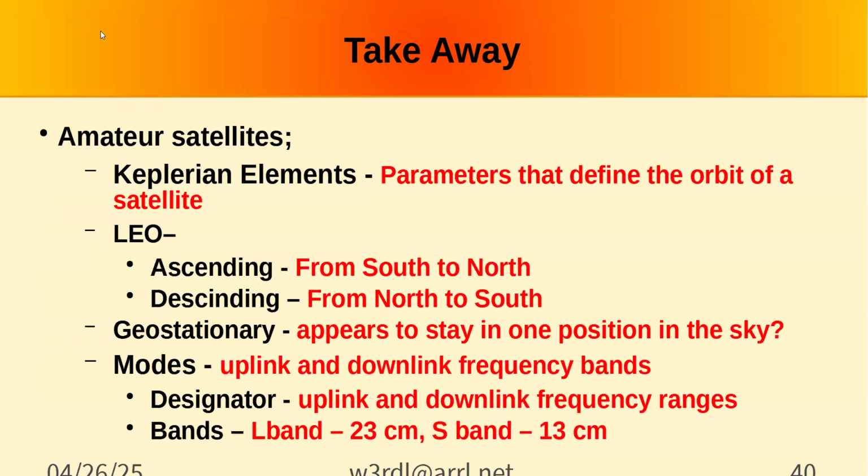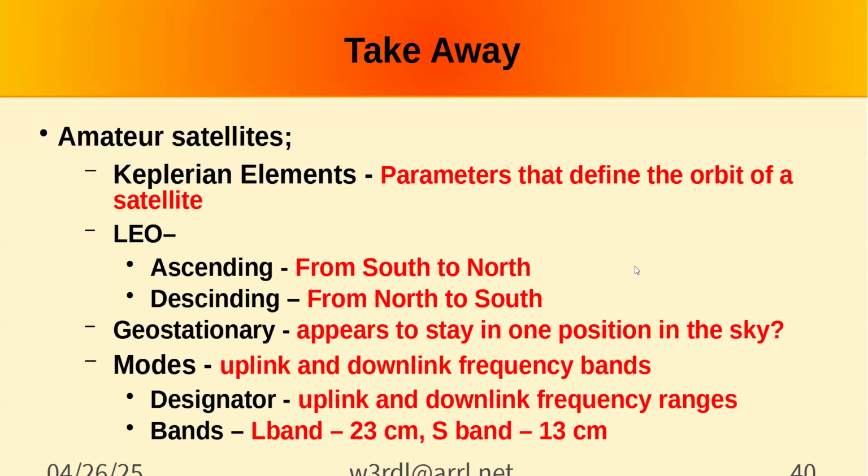Okay, so we talked about Keplerian elements, the parameters that define the orbits. LEO satellites, typically polar orbits, either ascending or descending, depending on whether they're going south to north or north to south. Geostationary satellites, of which there's now an amateur one, sit in one position. We just don't know where it is, but we could look it up. I assume since it's an amateur US satellite, it's probably located over the Midwest, would be my guess. So you could see it from anywhere.